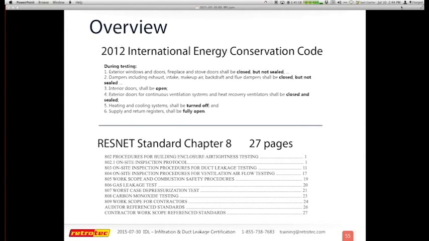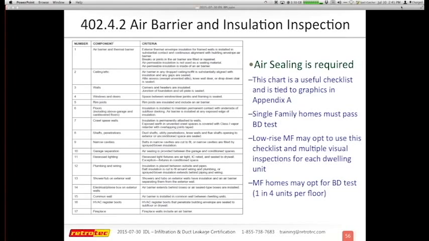So here's an overview: the 2012 Conservation Code, again, you saw that it fits on one page. It's about 6 items versus the ResNet Chapter 8, which is 27 pages. So clearly there is a place where you can find a better balance or be a little more diligent about how we do our blower doors.